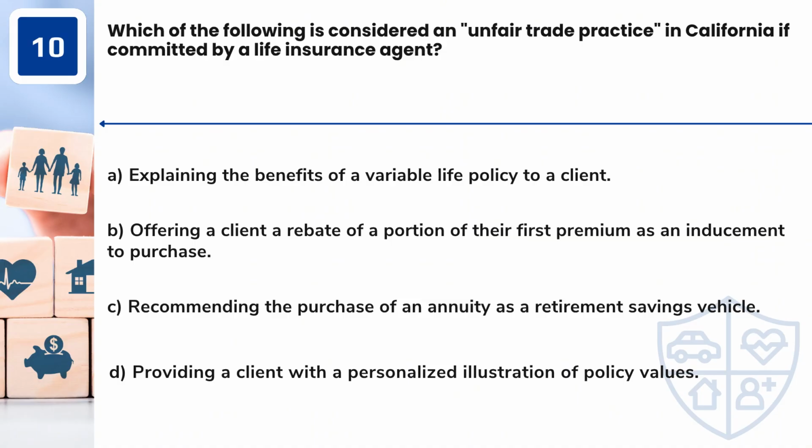Question 10. Which of the following is considered an unfair trade practice in California if committed by a life insurance agent? A. Explaining the benefits of a variable life policy to a client. B. Offering a client a rebate of a portion of their first premium as an inducement to purchase. C. Recommending the purchase of an annuity as a retirement savings vehicle. D. Providing a client with a personalized illustration of policy values.